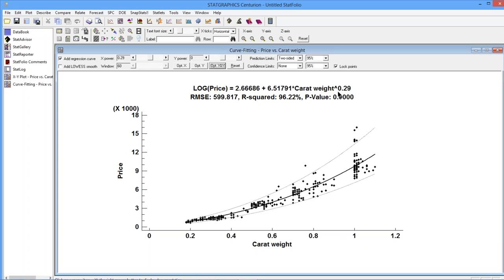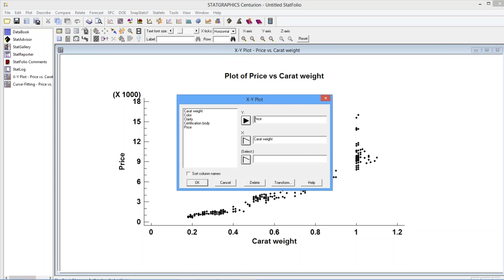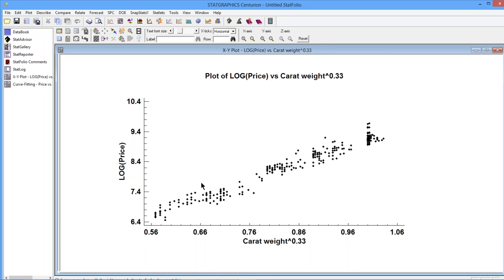I'm going to be looking at the log of price as a function of the cube root of the caret weight. Now, just so you can see what that transformation does, let me go back to the XY plot and transform the data. Take the log of the data, and take the caret weight raised to the 0.33 power. Push OK, and you can see that in fact it does a very good job of linearizing the relationship and also of stabilizing the variance. You can see the variability is much more constant.